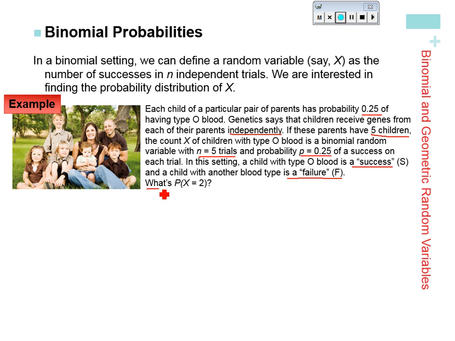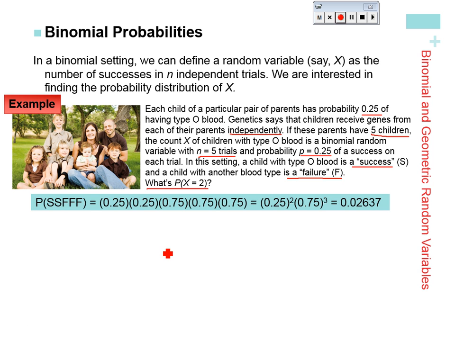And the question says, what's the probability that X equals 2? Meaning, what's the probability that 2 of these 5 children will have type O blood? To find that, of the 5 children, here's 2 children that have type O blood, probability of that is 0.25, which would mean that the other 3 children do not have type O blood. So their probability of not having type O blood would be 0.75, and we can shorten that to just be 0.25 squared times 0.75 cubed, which comes out to be roughly 0.02637.